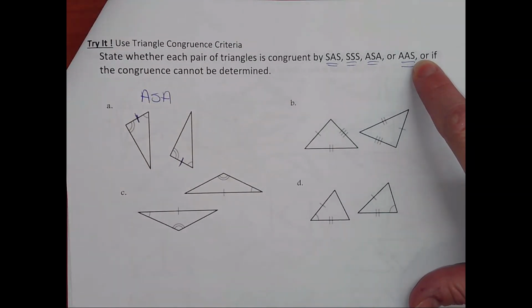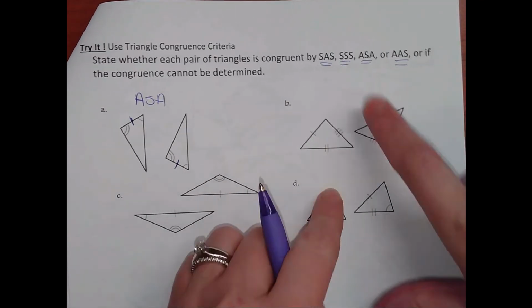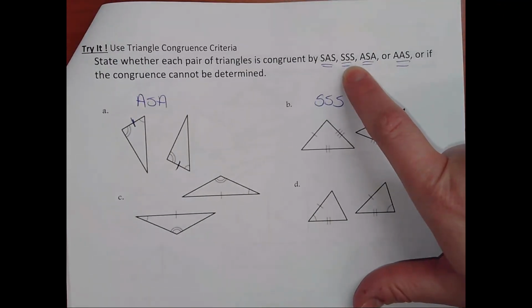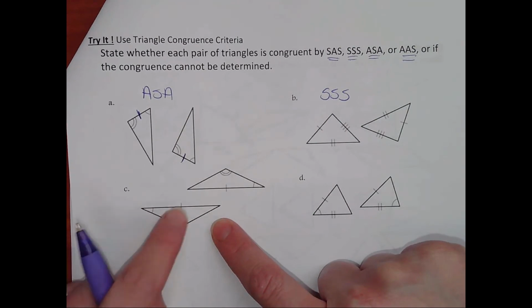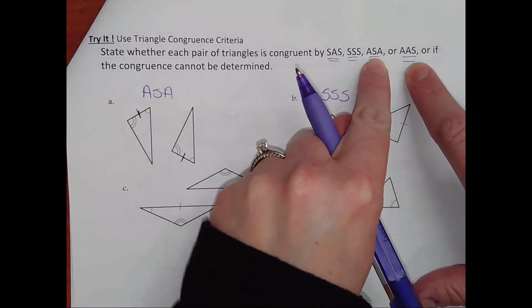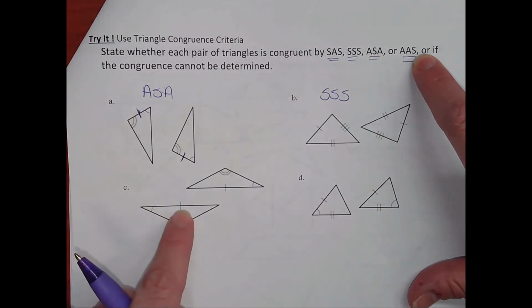It's kind of like using process of elimination. For B, all 3 sides are marked. That's it, so this one's going to be side, side, side. I feel like I hear a lot of people telling me that's the easiest one to figure out. For C, 2 angles and a side, so again, it's going to be one of these. The main thing to ask yourself is whether the side is in between the angles or not in between. The side's not in between.